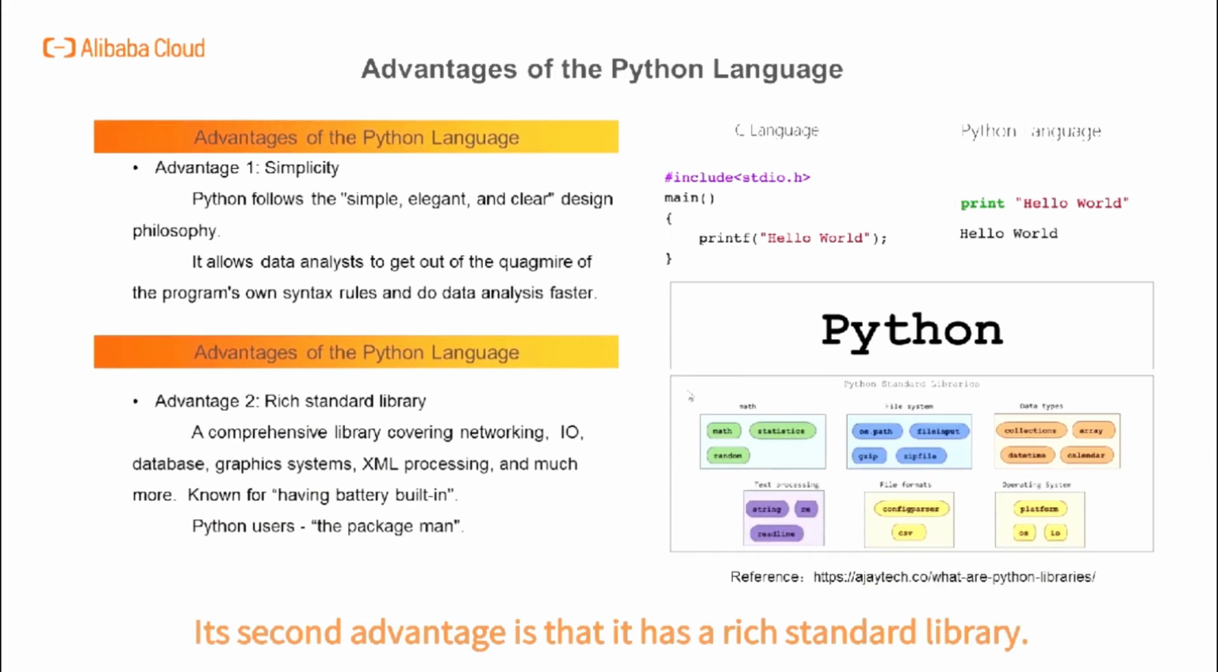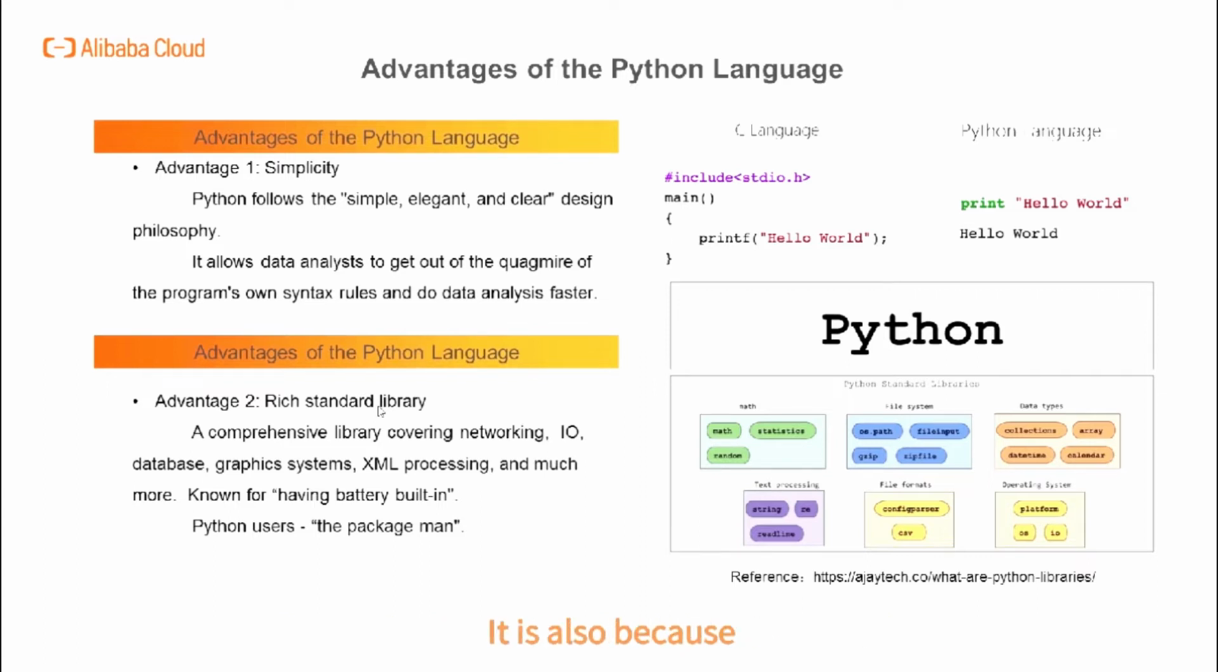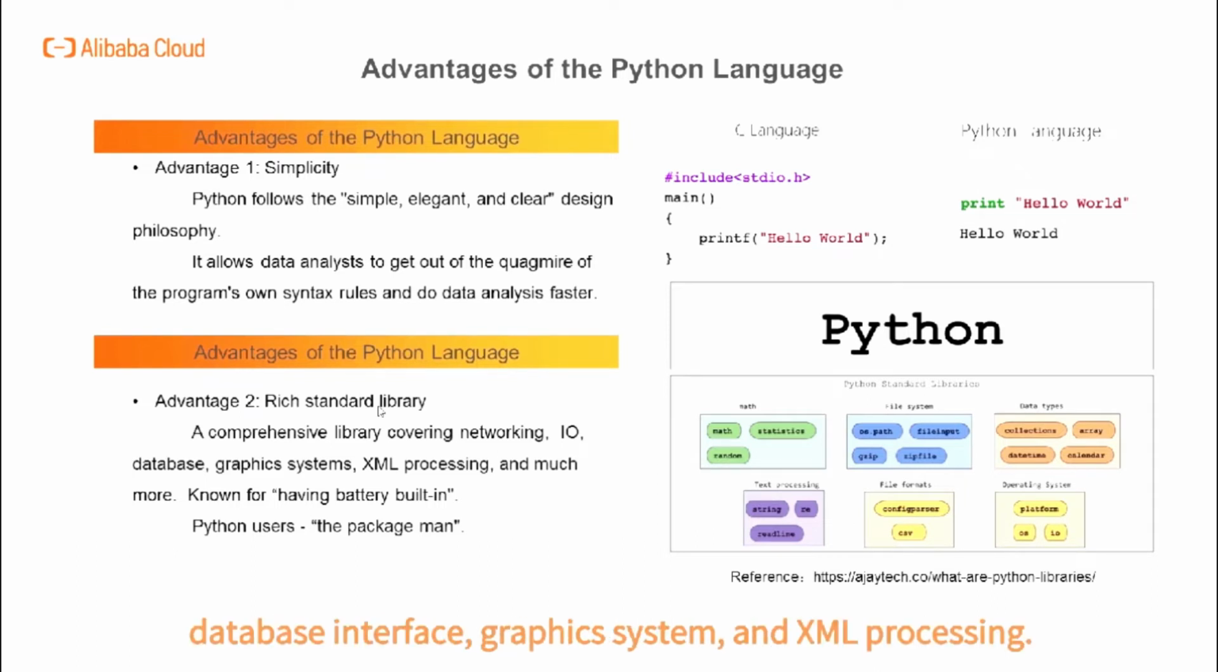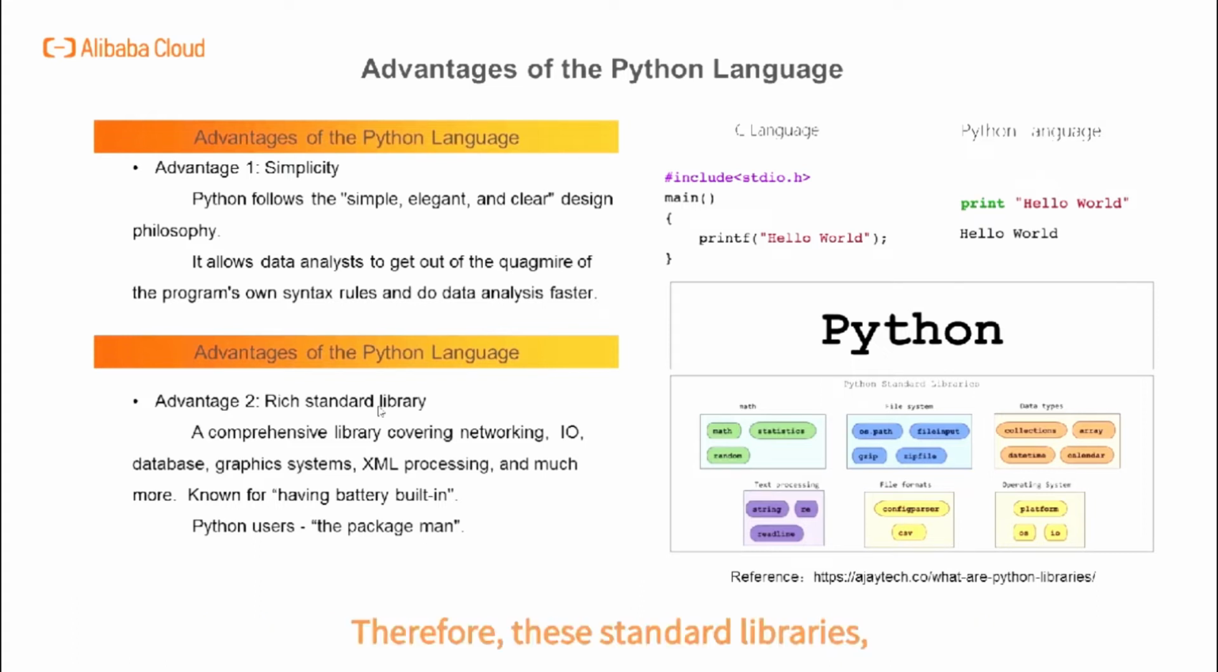Its second advantage is that it has a rich standard library. We know that programming is based on predecessors, and we don't need to develop most of the basic functions from scratch. It is also because the Python community has a high degree of activity, which brings a very rich standard library. It mainly includes a complete basic code library, covering a lot of content such as network communication, file processing, database interface, graphics system, and XML processing. Therefore, these standard libraries, also known as built-in batteries, are ready to use out of the box.